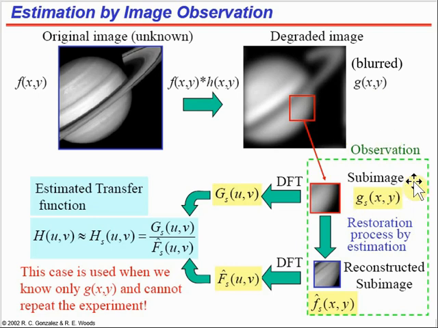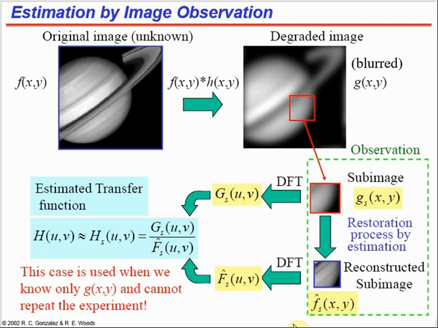In order to reduce the effect of noise, we would look for an area in which the signal content is strong, for example, an area of high contrast. The next step would be to process the subimage to arrive at a result that is as unblurred as possible. Let the observed subimage be denoted by gs of x comma y, and let the processed subimage be denoted by fs of x comma y.